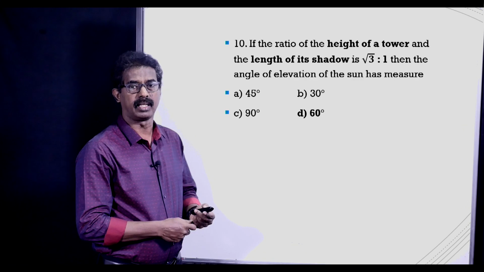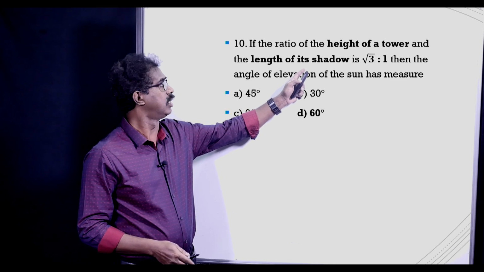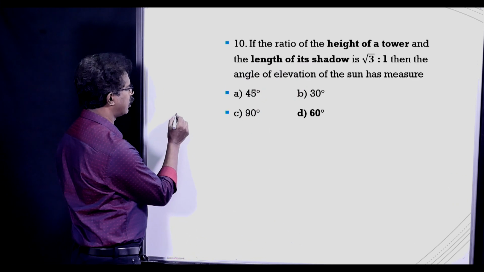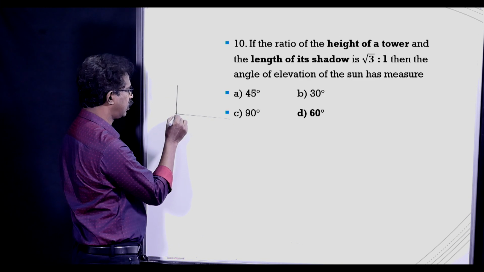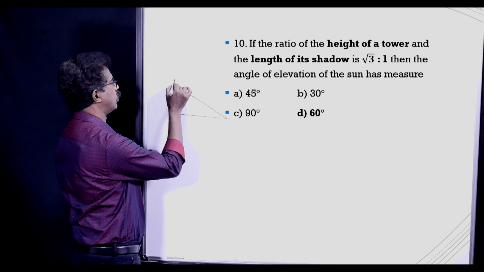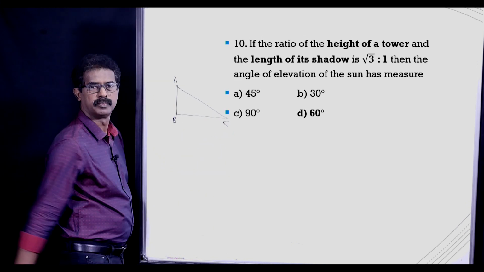If the ratio of the height of a tower and length of its shadow... Listen, a tower is there. Say this is the ground, this is the tower, the sun is here. So the shadow will be here, right? So I am taking this one, A, B, C. This is tower, this is shadow.